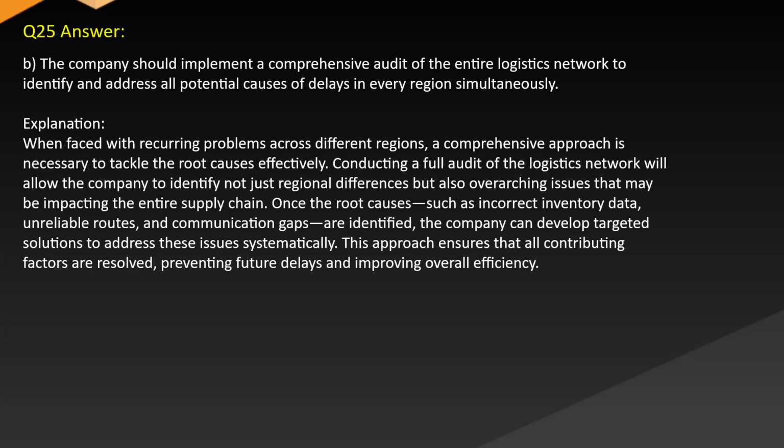Answer: B. The company should implement a comprehensive audit of the entire logistics network to identify and address all potential causes of delays in every region simultaneously. Explanation: When faced with recurring problems across different regions, a comprehensive approach is necessary to tackle the root causes effectively. Conducting a full audit of the logistics network will allow the company to identify not just regional differences, but overarching issues that may be impacting the entire supply chain.